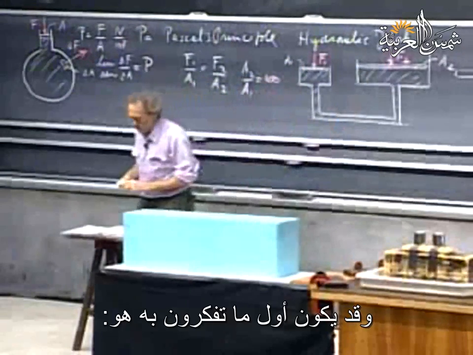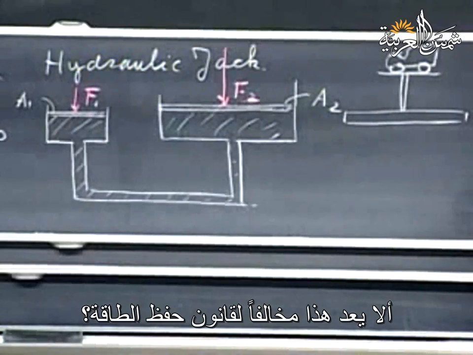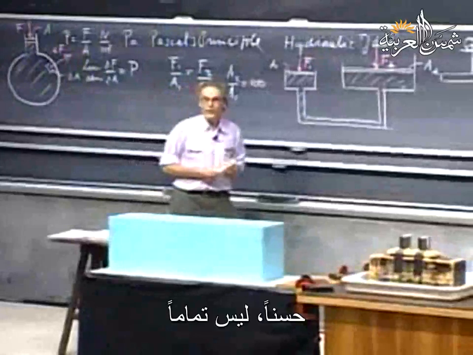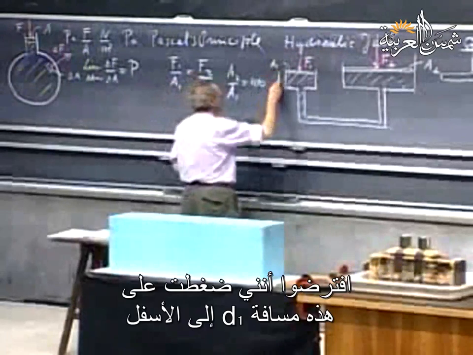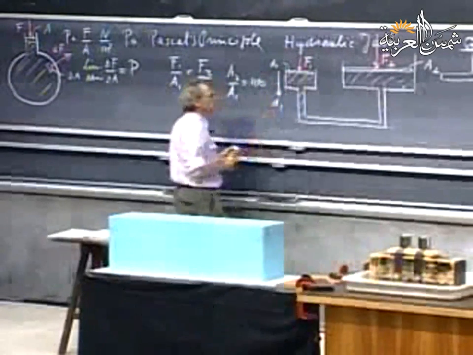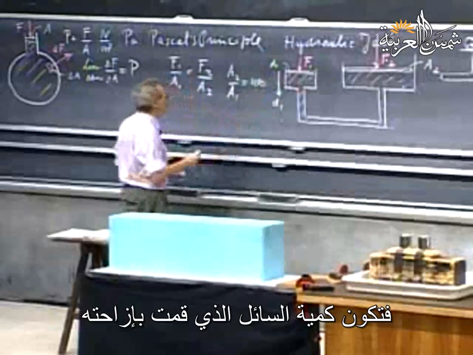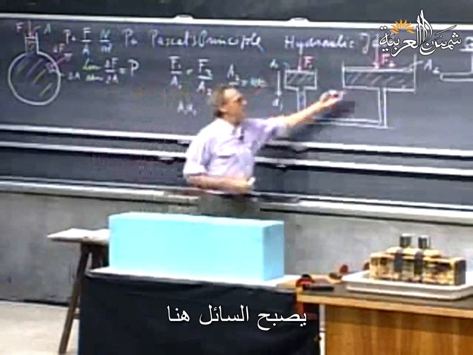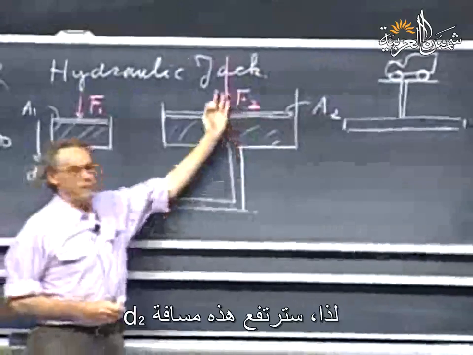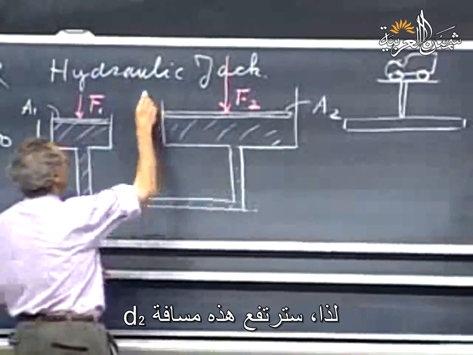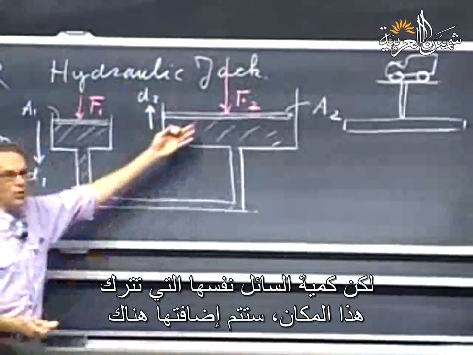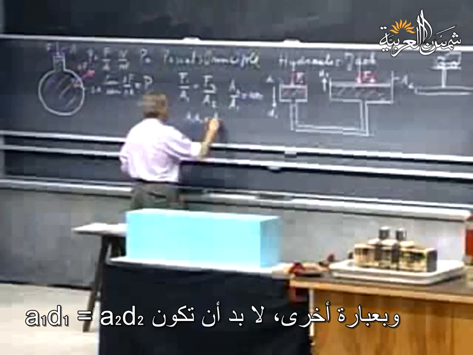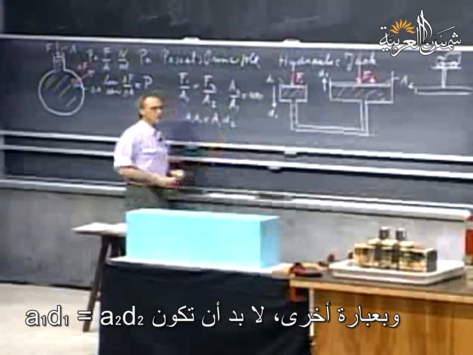And so your first thought may be, gee, isn't that a violation of the conservation of energy? Am I not getting something for nothing? Well, not really. Suppose I push this down over a distance d1, then the amount of fluid that I displace, that is the volume, is A1 times d1. That fluid ends up here. So this one will go up over a distance d2. But the same amount of fluid that leaves here adds there. In other words, A1 d1 must be A2 times d2.